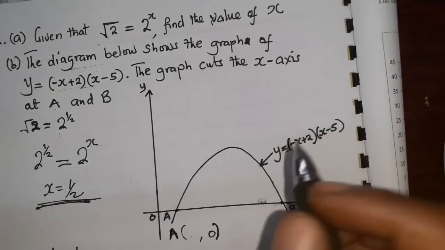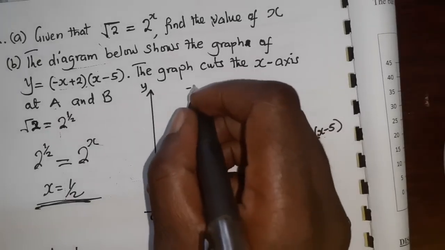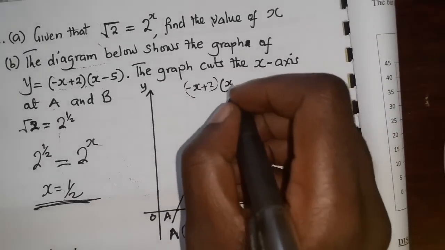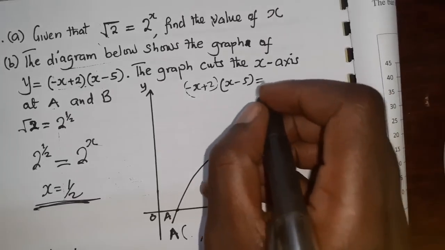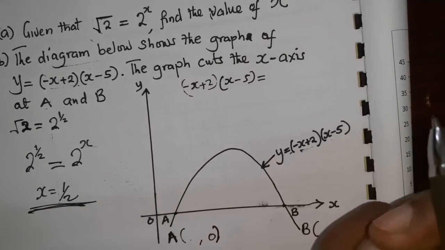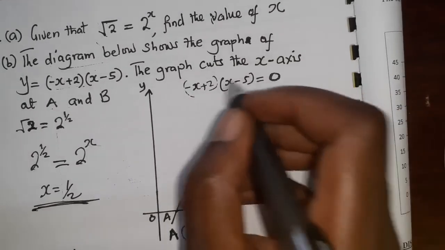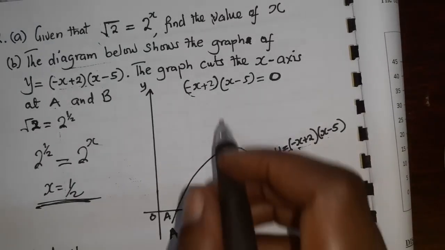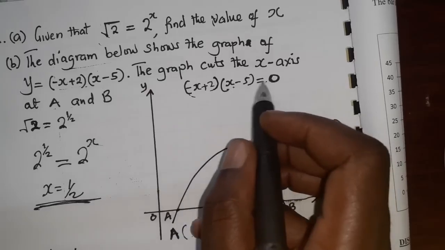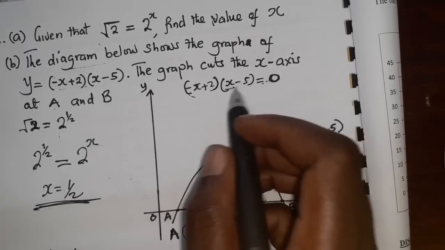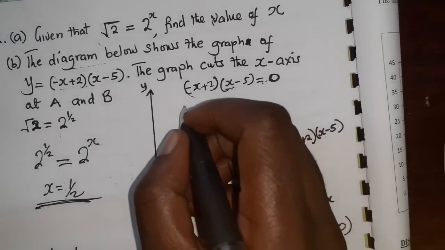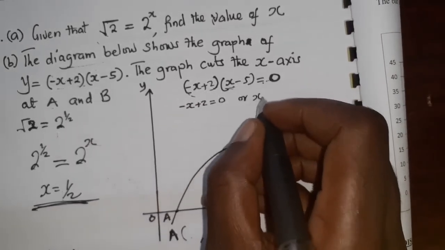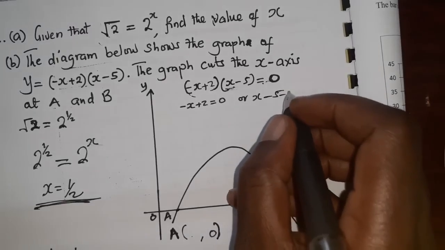So I'll write this and say negative x plus 2, then x minus 5, is equal to 0. I'll put 0 here because we're asking ourselves, what is x when y is equal to 0? So you need to equate each of these factors to 0. We're going to start with negative x plus 2 is equal to 0, or this one is equal to 0.